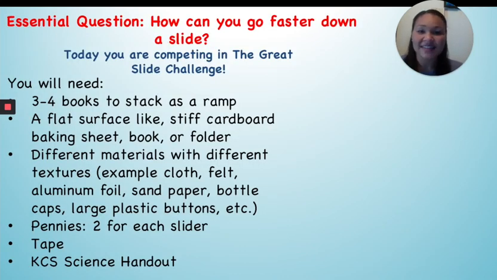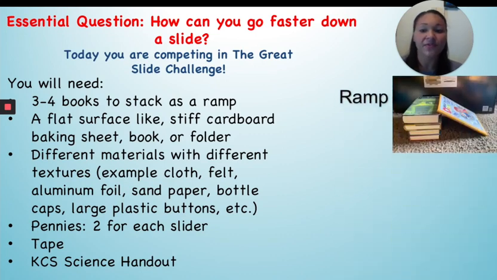Alright, scientists, today you are going to test out how you can go faster down a slide. You're going to do this by competing in the Great Slide Challenge. You will need 3 to 4 books to stack as a ramp, a flat surface like stiff cardboard, baking sheet, book, or a folder. As you can see in my ramp, I used another book.